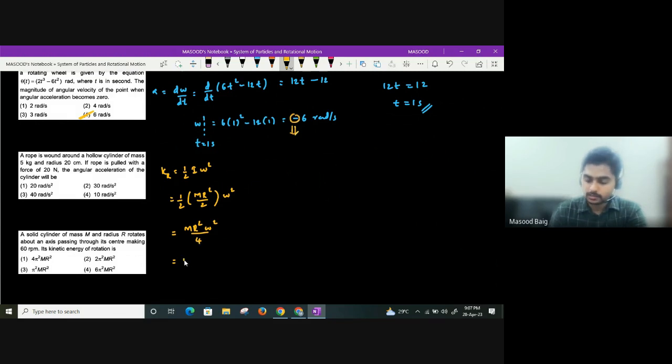Now what is here? Omega value is given as 60 revolutions per minute, guys. But omega should always be taken in radian per second. So 60 into, in one revolution, how much angle will be rotated? 2 pi. In each minute, you are going to have how many seconds? 60 seconds. Whole square you can write. So these two will get cancelled out. So you will get 4 pi square. 4 and 4 also will get cancelled out. So I'll get it as m into pi square into r square. This would be your answer.